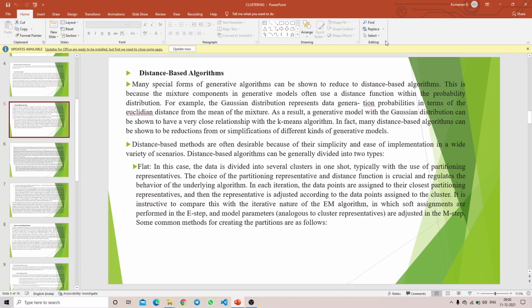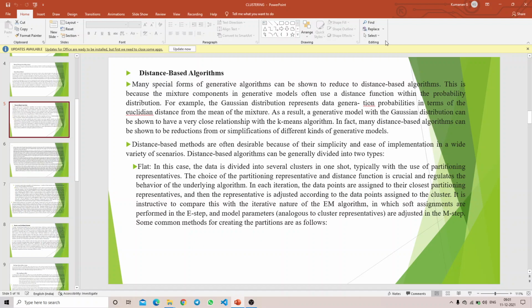I already said that k-means algorithm, hierarchical and DBSCAN all come under this. Sorry, DBSCAN comes under density and grid-based algorithms. In fact, many distance-based algorithms can be shown to be a reduction or simplification of different kinds of generative models. Distance-based methods are often desirable because of their simplicity and ease of implementation in a wide variety of scenarios.